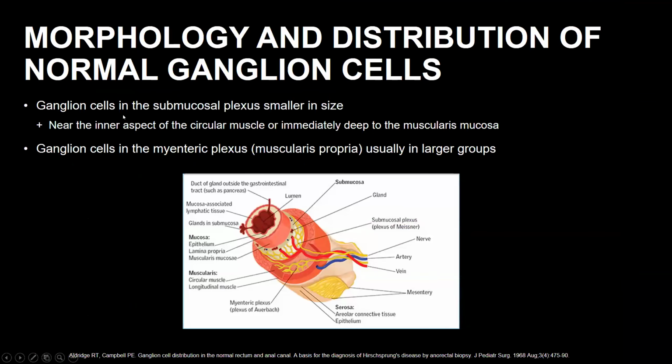And then where are they distributed? Well, of course, ganglion cells are distributed in the submucosal plexus, and those are usually smaller in size, and they may be near the inner aspect of the circular muscle. So you can see here the circular muscle, or they may be immediately deep to the muscularis mucosa. So somewhere in this location here where we have submucosa. And then the ganglion cells in the myenteric plexus or the muscularis propria will, of course, be in larger groups, and they're usually situated nested between the circular and the longitudinal muscle that you see here in this image.